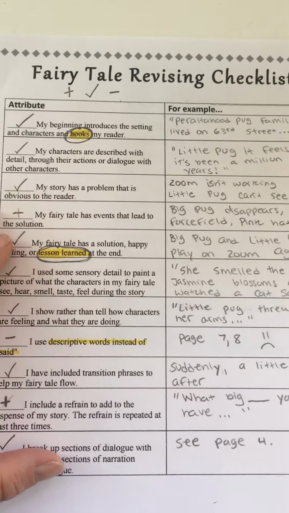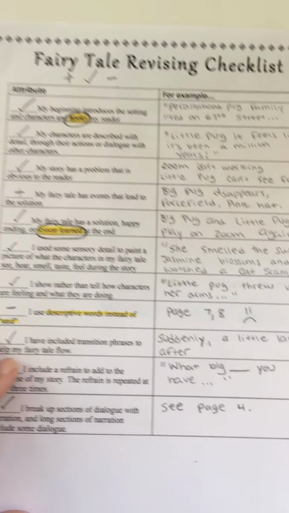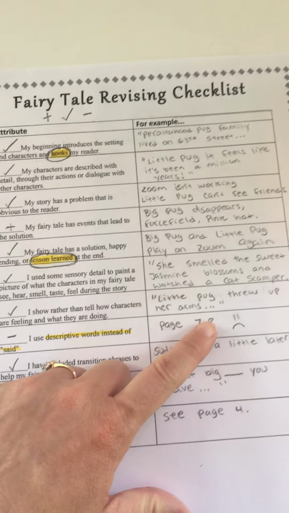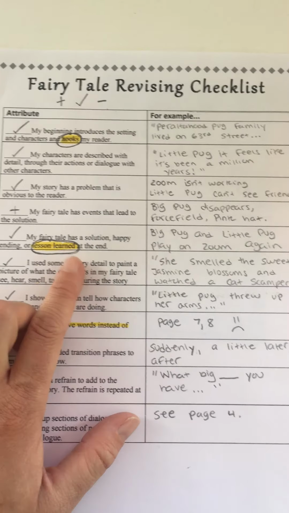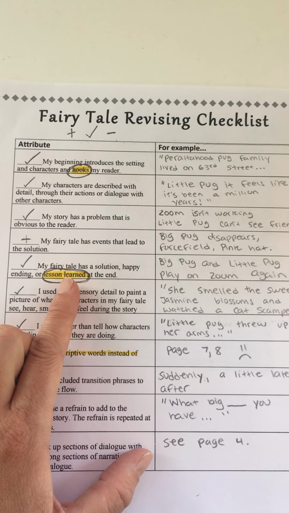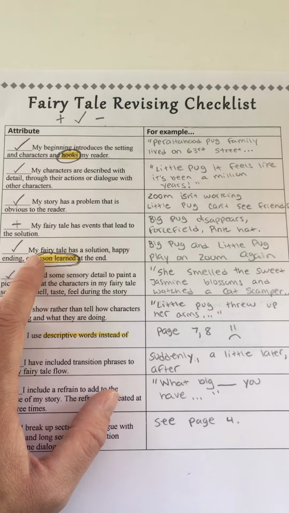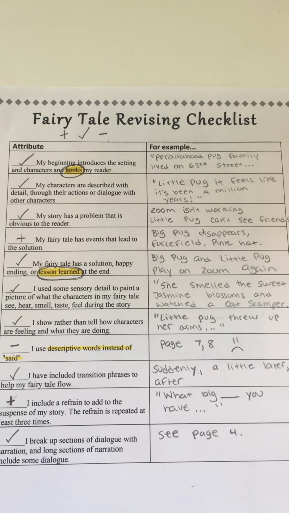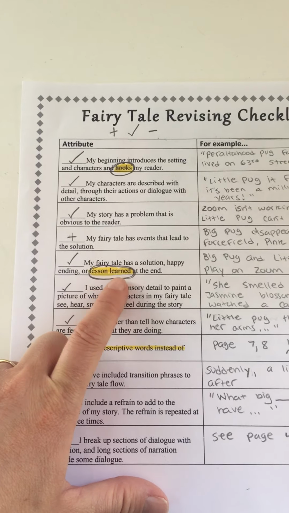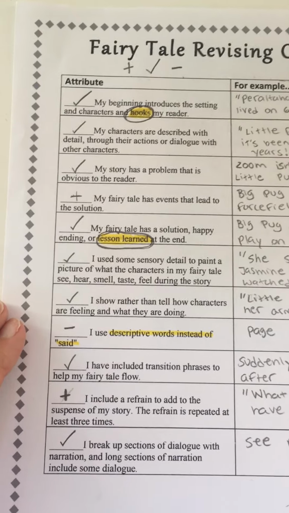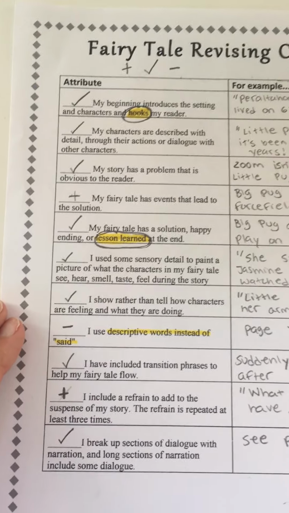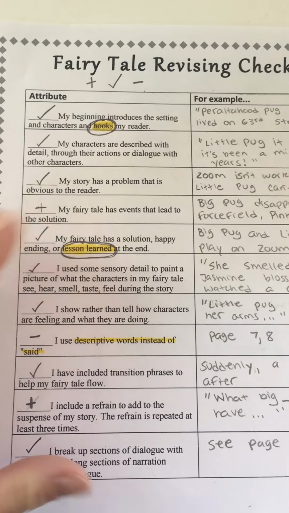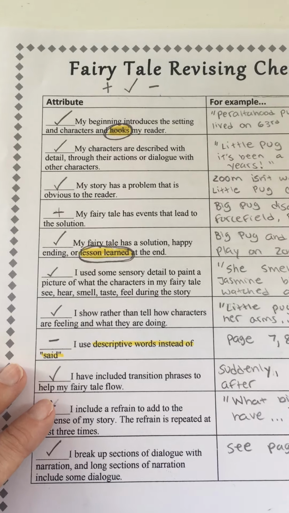After I went through the checklist, I noticed that there were a few areas that I wanted to revise. One of them I knew I had to revise was using descriptive words instead of said on page 7 and 8. The other thing I noticed that I needed to revise was my ending. As I read this, I saw that my fairy tale should have a solution, a happy ending, or a lesson learned at the end. Now, I realized I didn't have a lesson learned at the end, and it does say or, so I don't have to have that, but I was thinking to myself, it might be nice to have a lesson learned. So I highlighted that and circled that. That's another thing that I'm going to revise in my writing.